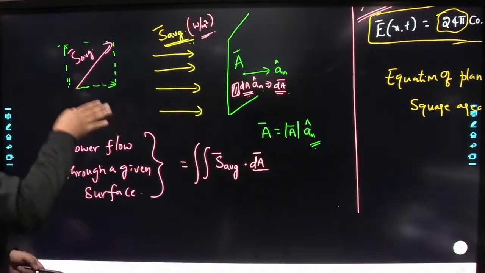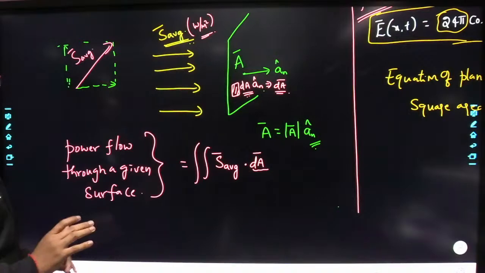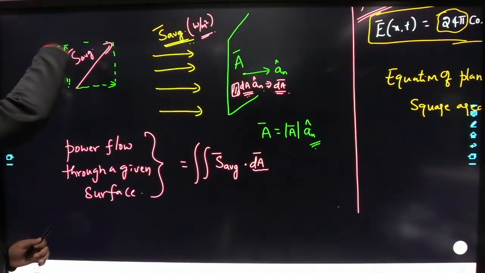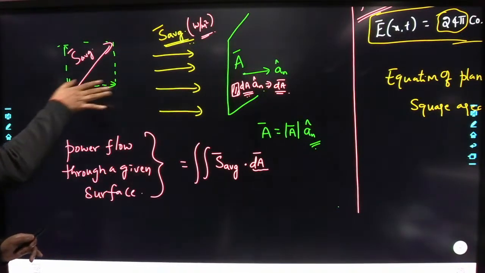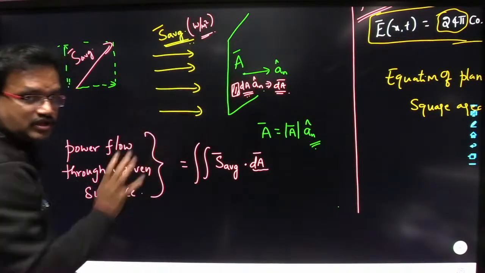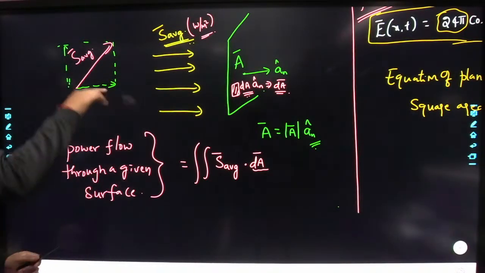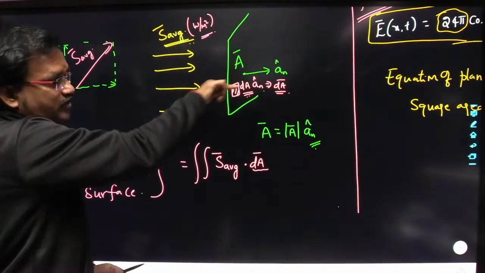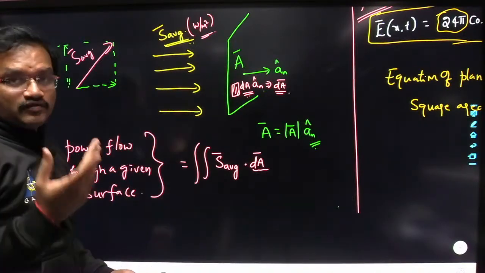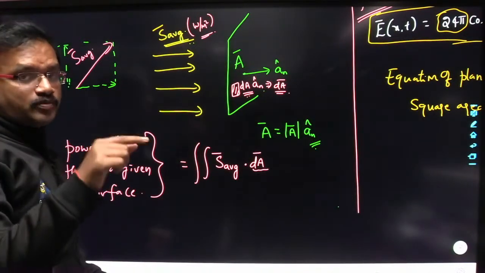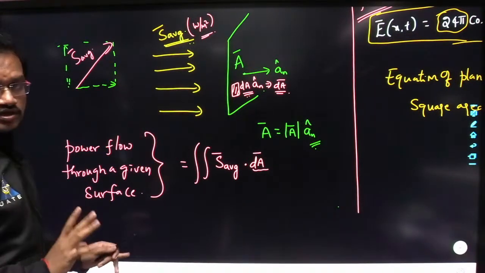If you observe, only the component that is normal to the surface is going to contribute to the power flow through the surface. The tangential or parallel component is not going to contribute to the power flow through the surface. Only the components normal to the surface are penetrating through it. So the power flow through a given surface is contributed by only the components that are normal to the surface. Understood?